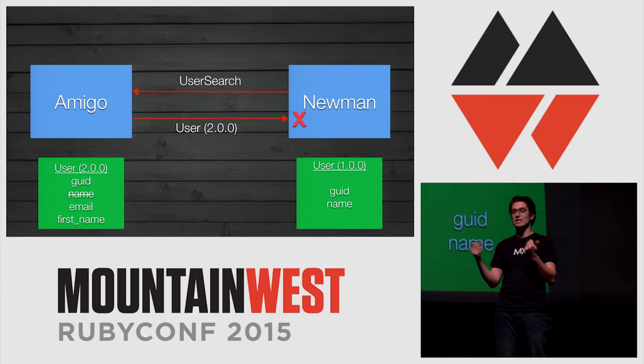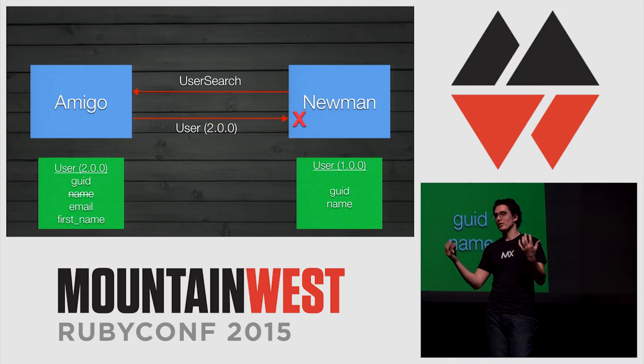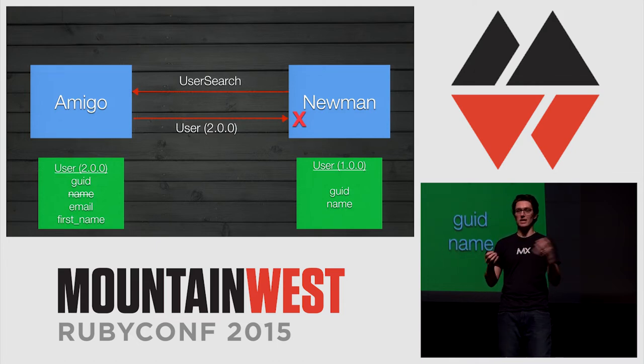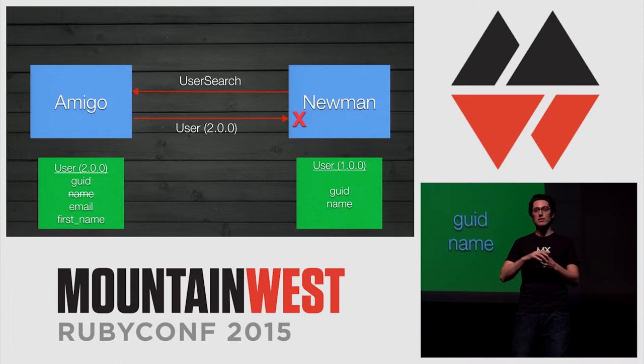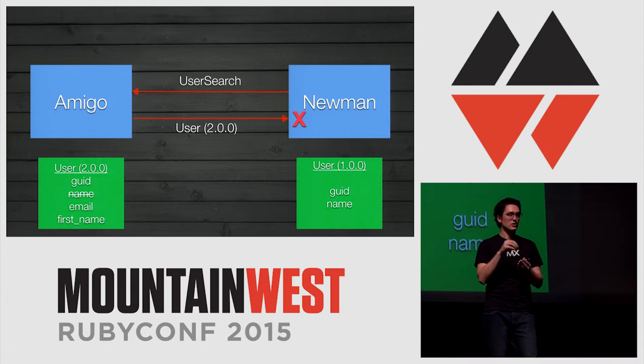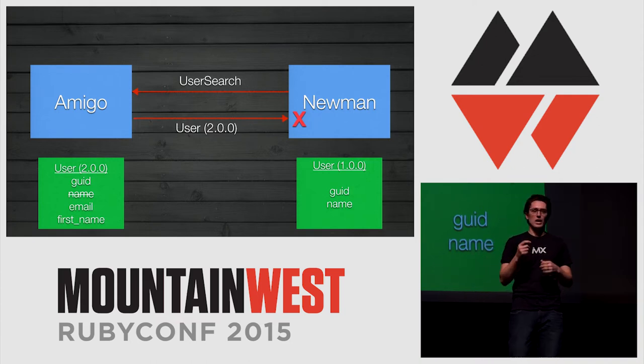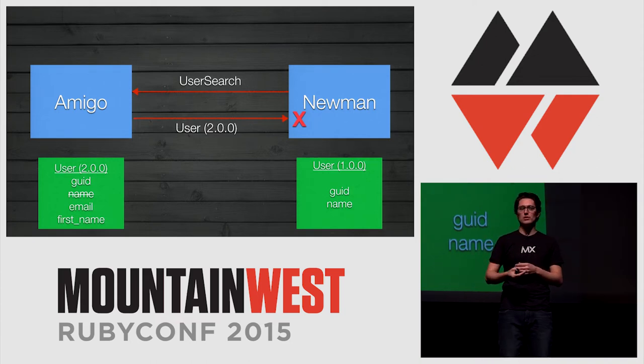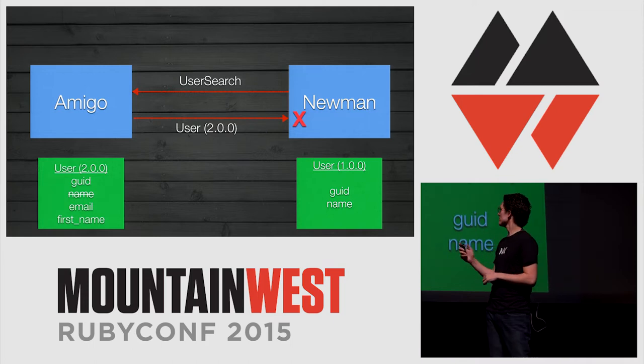Because Newman might have been using that name field to populate an email or something like that, and now it's gone. And rather than failing somewhere random inside of the Newman application, we would like Newman to fail as soon as it tries to read that message. We want it to fail closer to the boundaries of our application rather than somewhere deep inside the internals. So this failure is going to happen as soon as Newman tries to read that message.